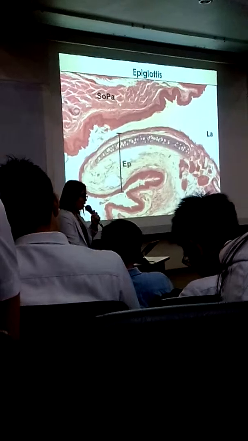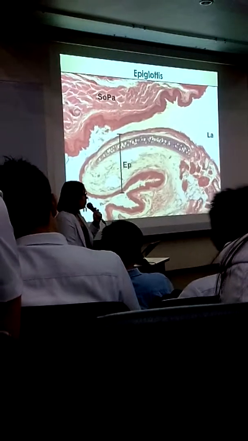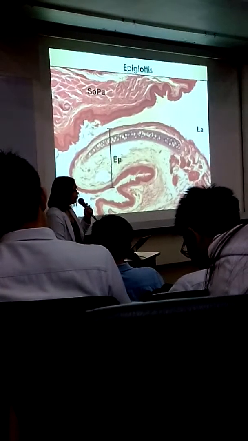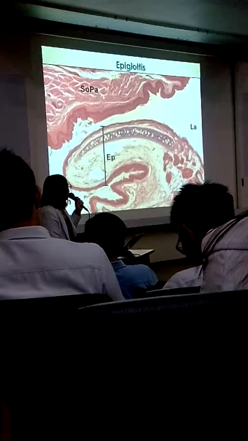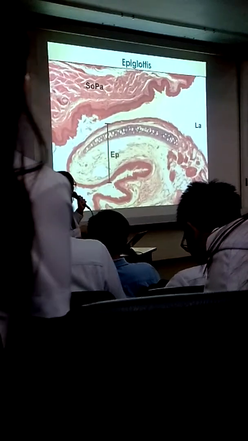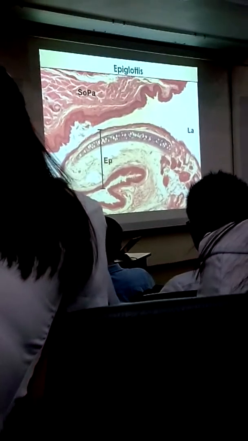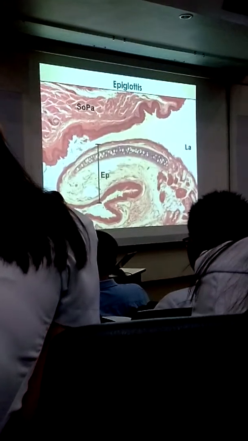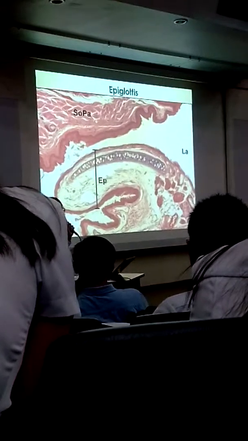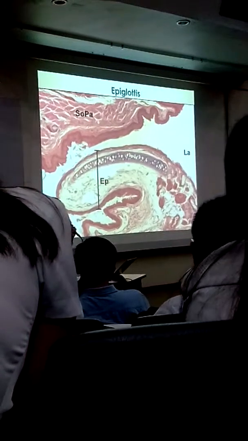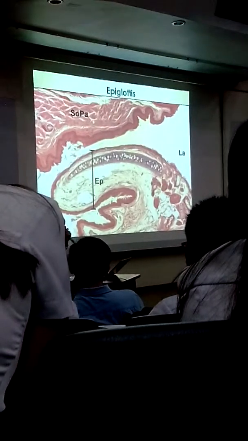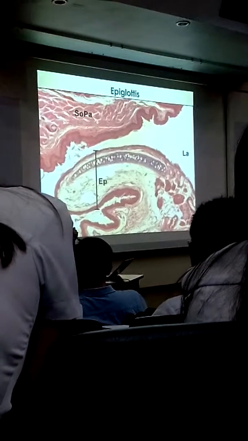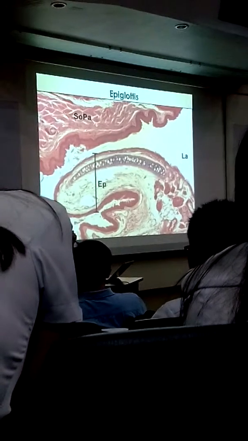Mucoserous glands. And what epithelial lining can you find in the epiglottis? So the free surface as well as the lingual surface of your epiglottis, you can find the stratified squamous epithelium. But as you go down to the laryngeal portion, you can find what epithelial lining? Very good. So why is it that your epiglottis is lined by stratified squamous?